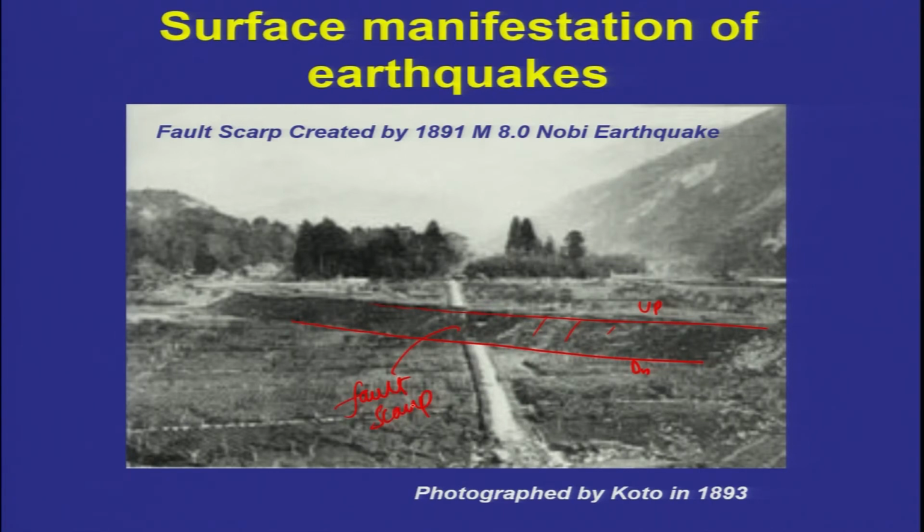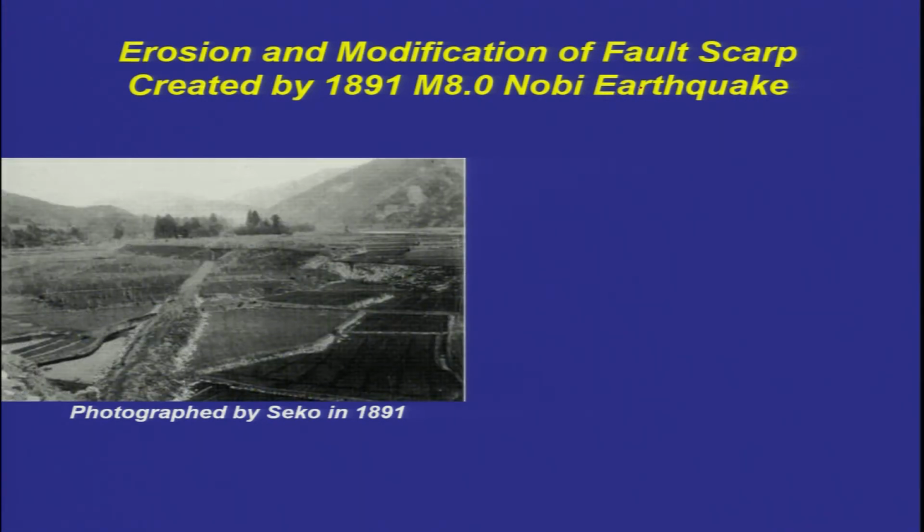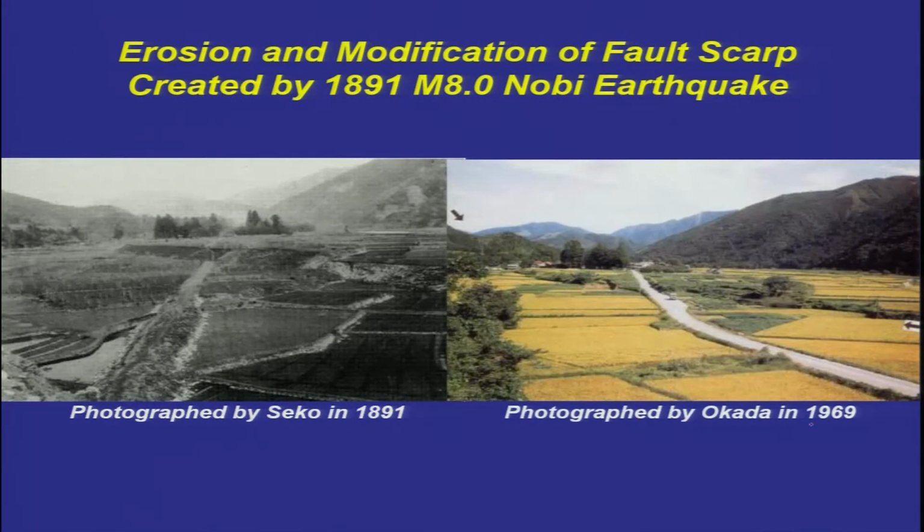Now, what happened over time? Let us see that. Okay. So, surface manifestation of the 1891 Nobi earthquake: erosion and modification of the fault scarp created by the earthquake. You can see that modification has been done. This photograph was taken just after the earthquake, but later, in 1969. Okay. In 1969, the same area was photographed, and what you see is the modification because of erosion.